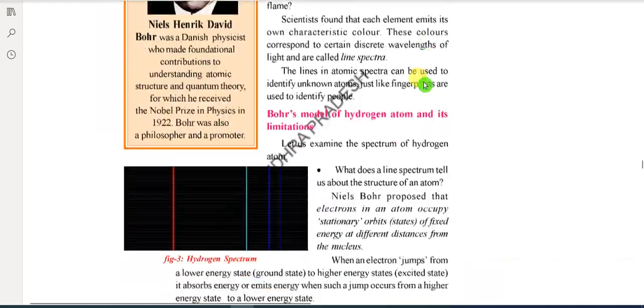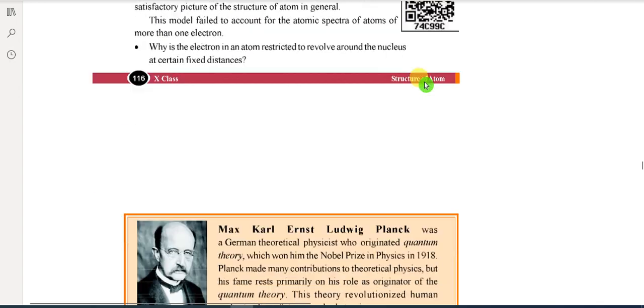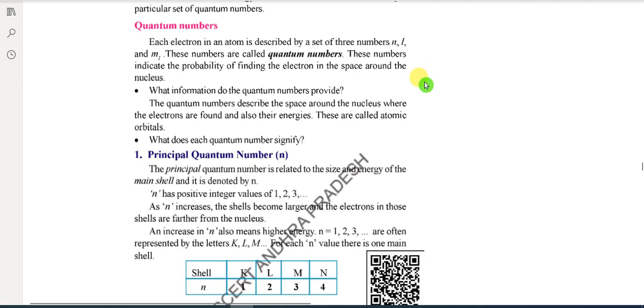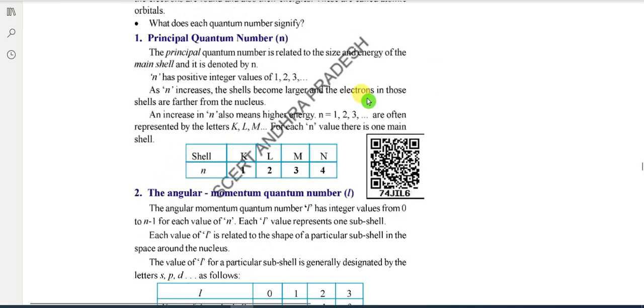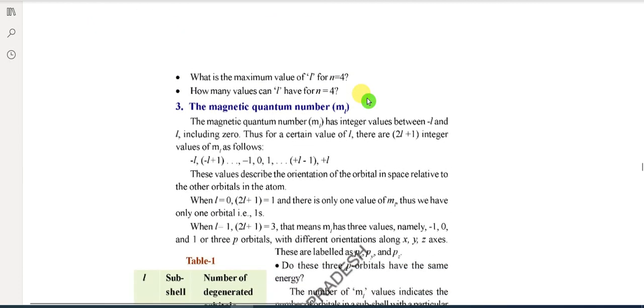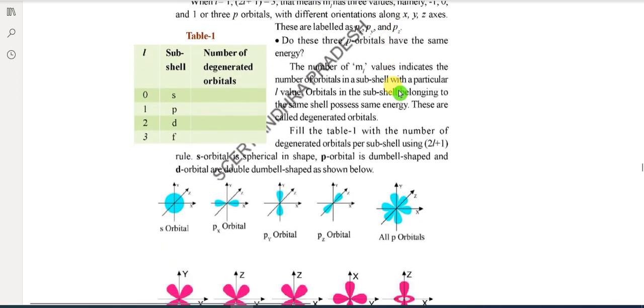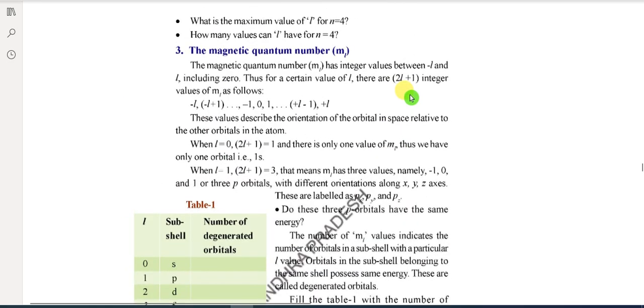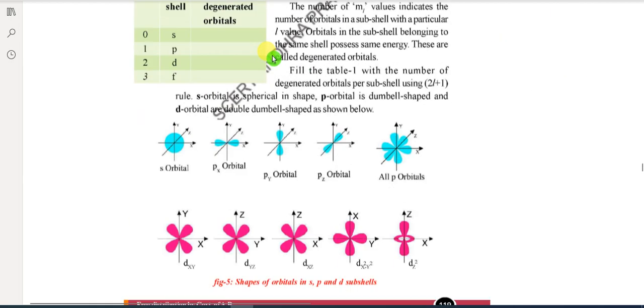Next, quantum numbers. What is the quantum number table? The first one is the principal quantum number n, and a name, who proposed it, like that. Magnetic quantum number and spin quantum number. Okay, in spin quantum number you have two values, plus half, minus half, and d orbitals.